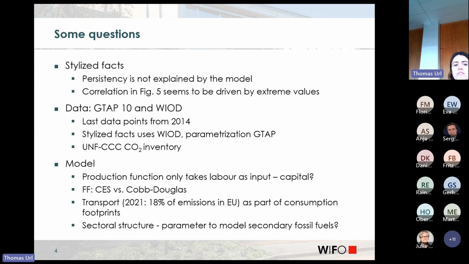Right, and then I've also looked at UNFCCC data. Have you also experimented with that, the CO2 inventory? Because I think it also has a quite nice sectoral structure, which maybe brings me to the points on your model. So I think the sectoral structure was quite interesting.